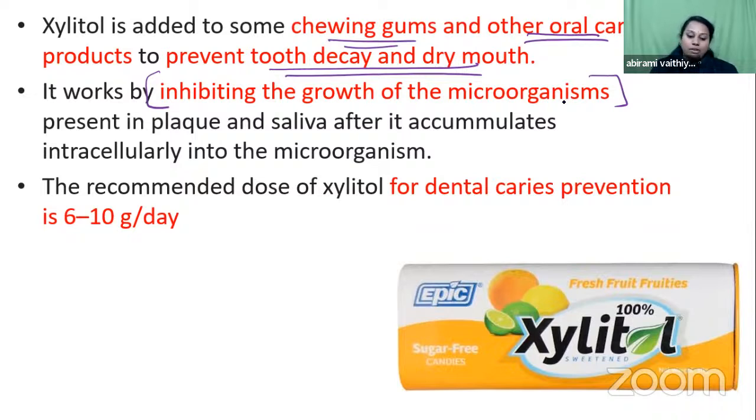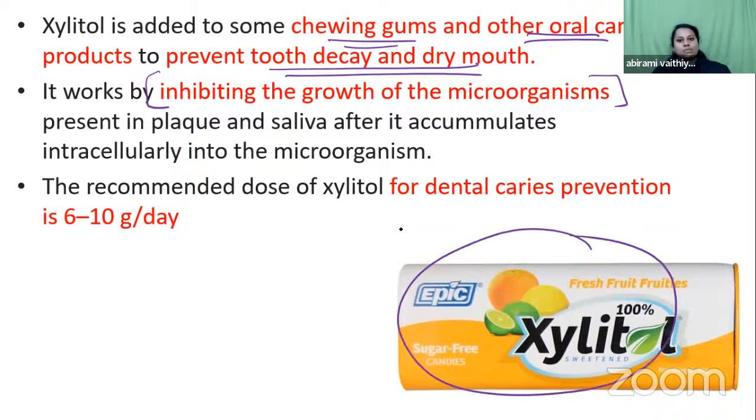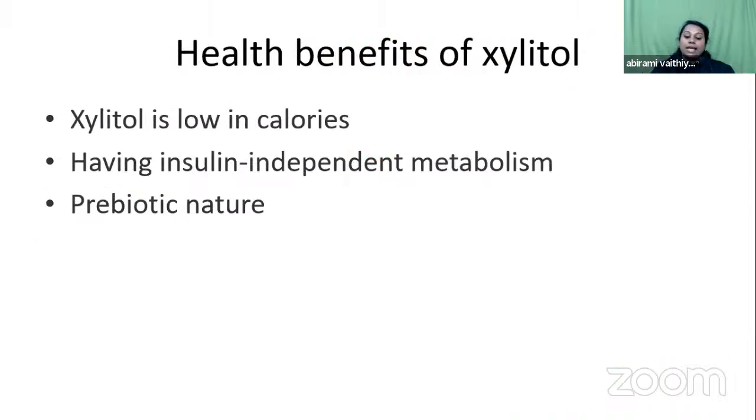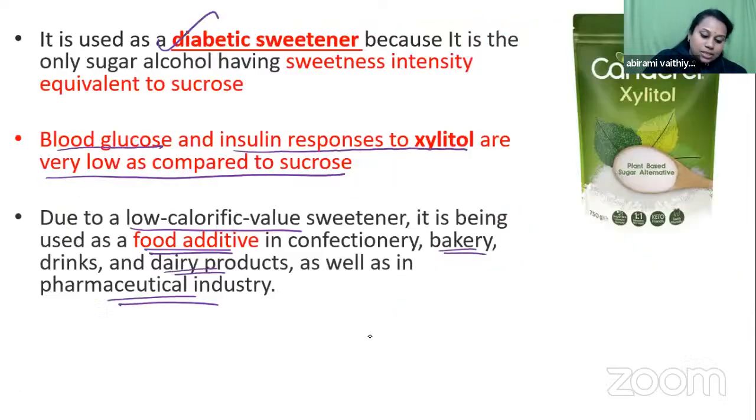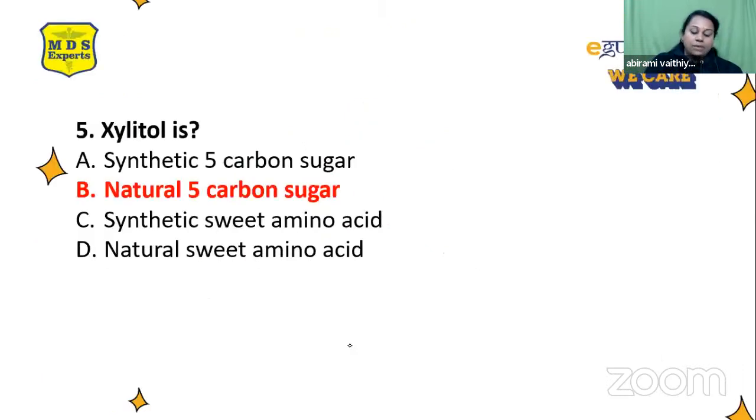Recommended dose of xylitol for dental caries prevention. You would have seen products like this, chewing gums, dental caries products which contain xylitol. Recommended dose is 6 to 10 grams per day, not more than that. What are the health benefits of xylitol? It is low in calories. It has insulin independent metabolism. It has also prebiotic properties. So because of this, xylitol is being used as diabetic sweeteners and also in chewing gums, dental care products.